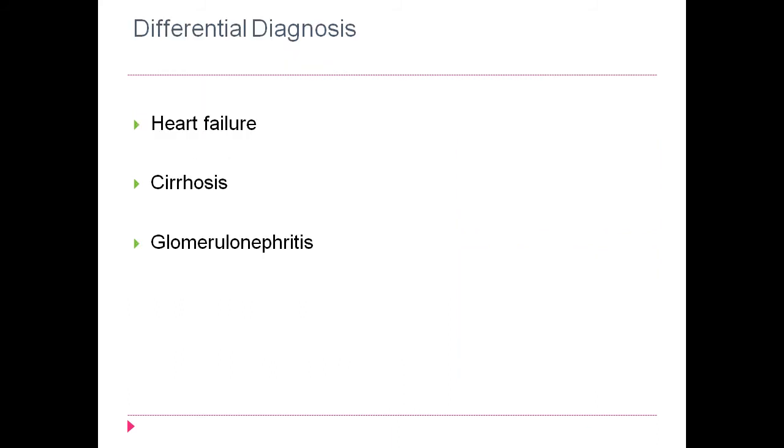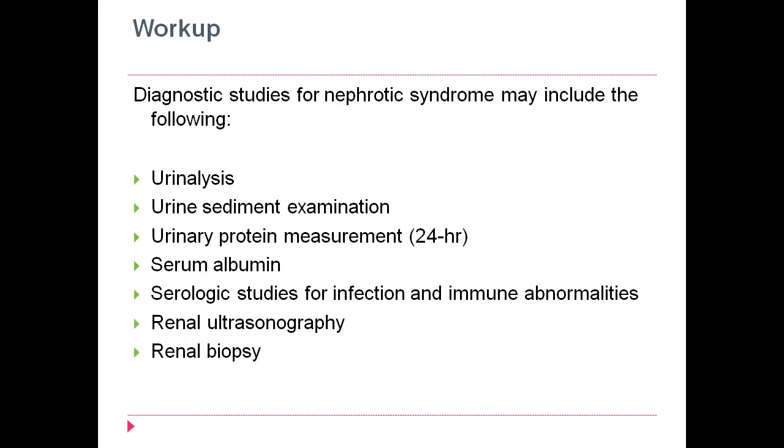You have to differentiate it from heart failure, where edema doesn't occur usually on the eyelids, it usually occurs on the limbs. You have to differentiate it from cirrhosis, where liver doesn't produce albumin and liver function is altered, and also glomerulonephritis.